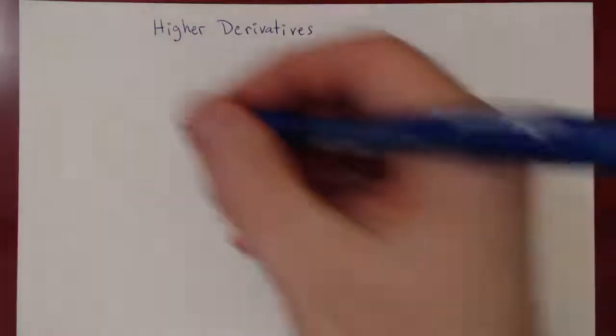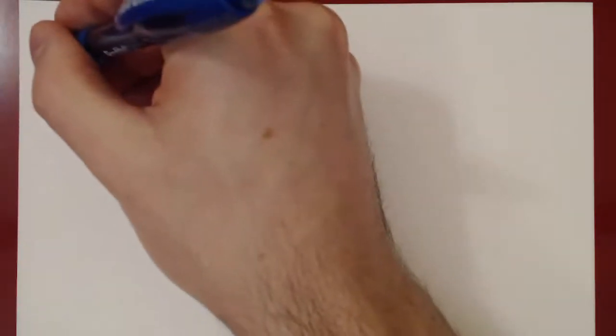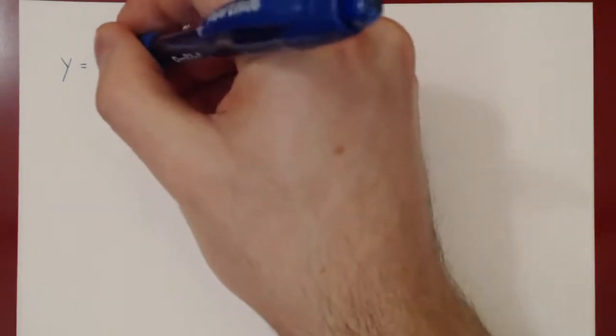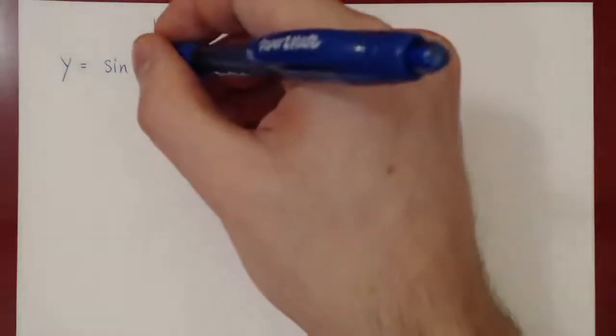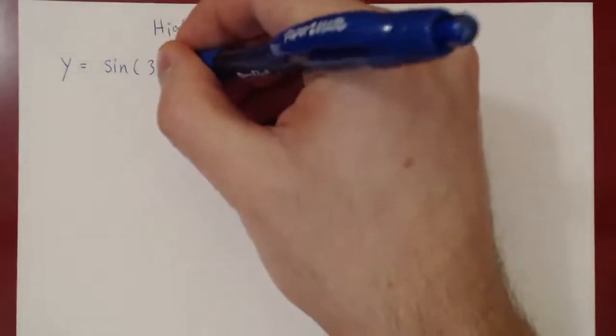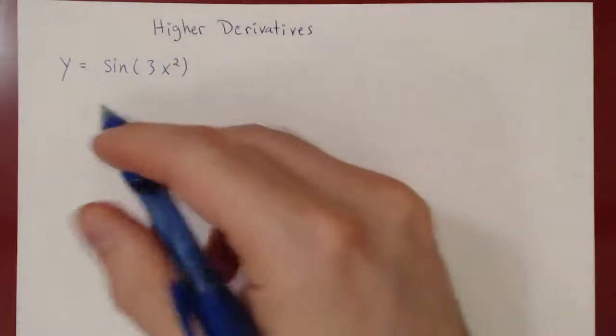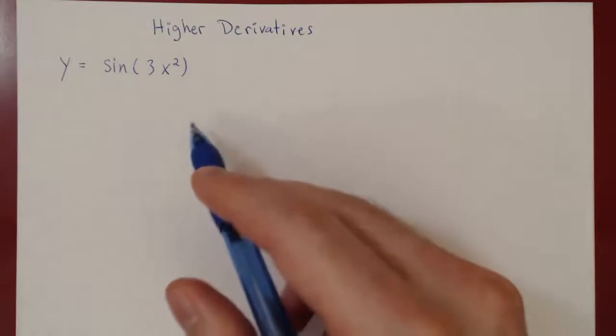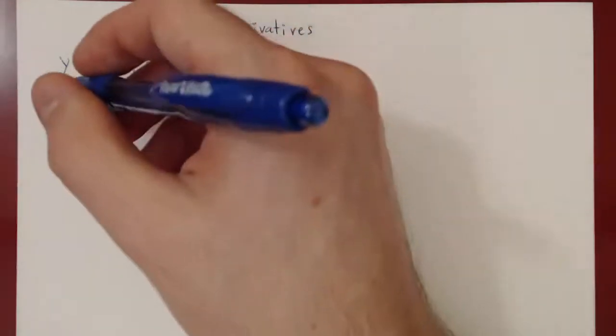Let's take a very simple example. Suppose we take the function y equals, let's go with sine of 3x squared. Well, y is a function of x. It is a differentiable function of x, so we can differentiate.